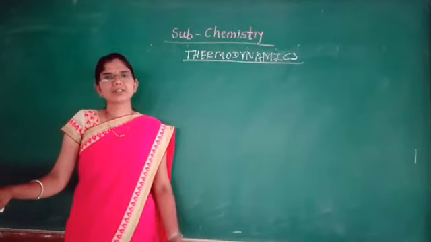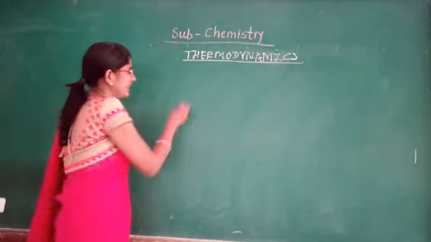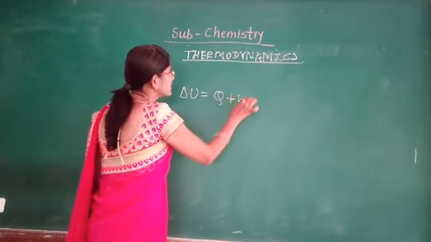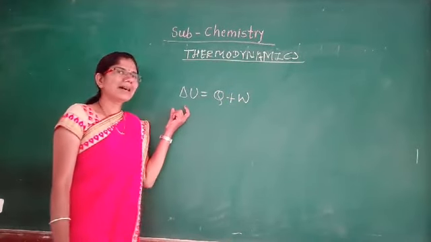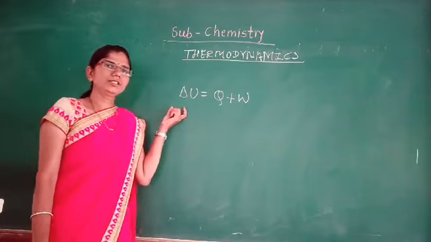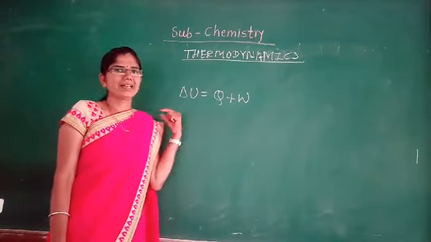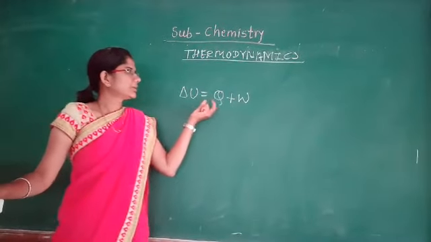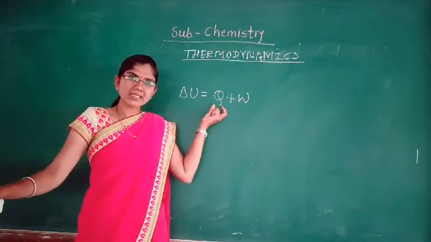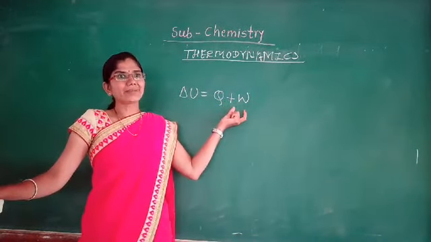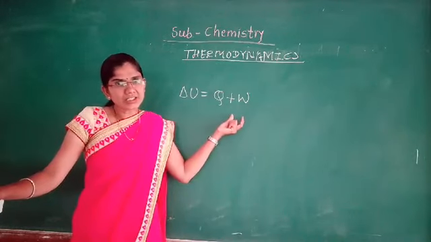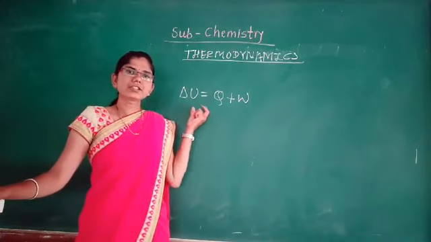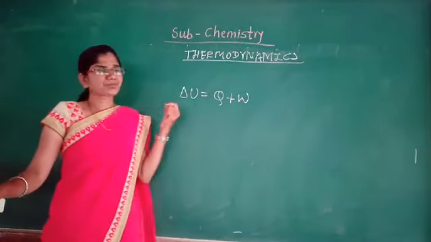From the first law of thermodynamics, we can write delta U equals Q plus W. This is the mathematical statement of the first law of thermodynamics. That is, the change in internal energy is equal to the heat absorbed by the system, and at that time the work is done on the system. This is the mathematical statement of the first law of thermodynamics.